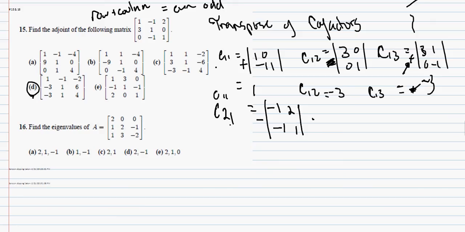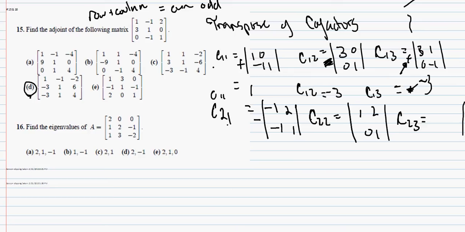Now we're going to C22, which is row 2, column 2. Cross those out: 1, 2, 0, 1. And that should be positive. And C23. Slowly you'll be able to recognize the patterns of the plus and minuses. C23 is row 2, column 3. Cross those out. We get 1, negative 1, 0, negative 1.